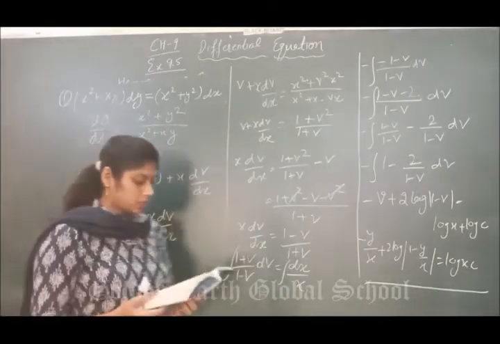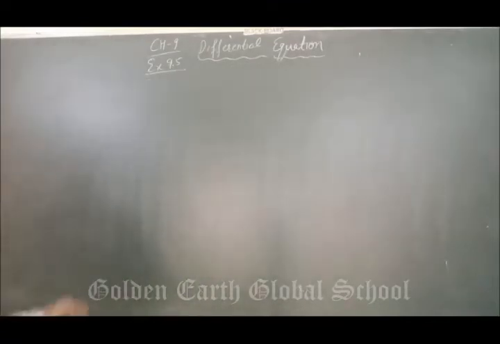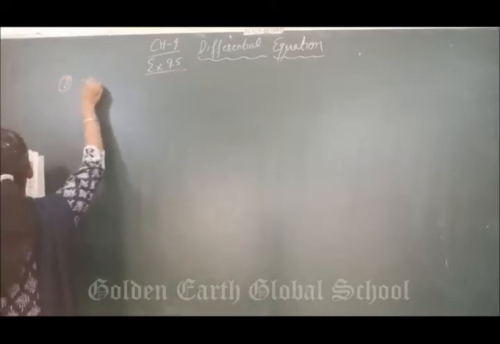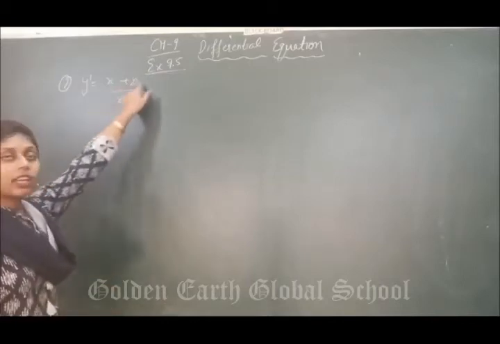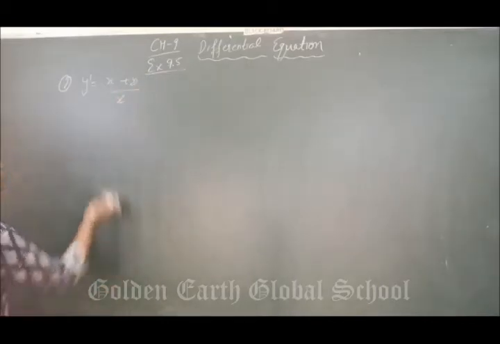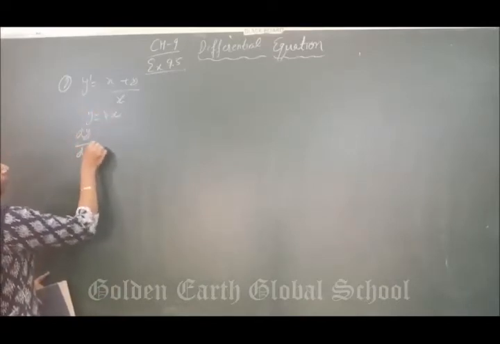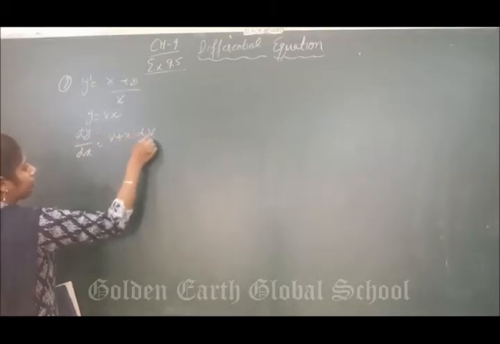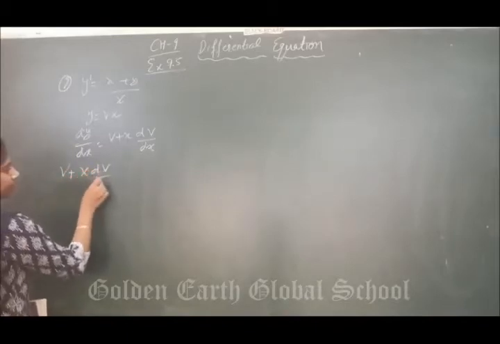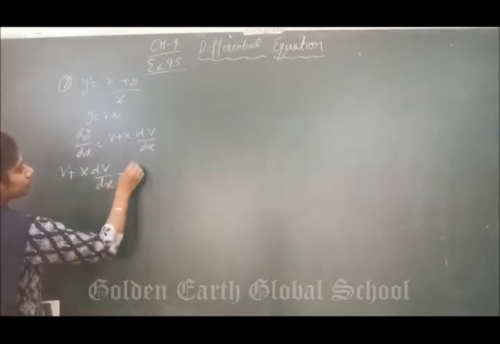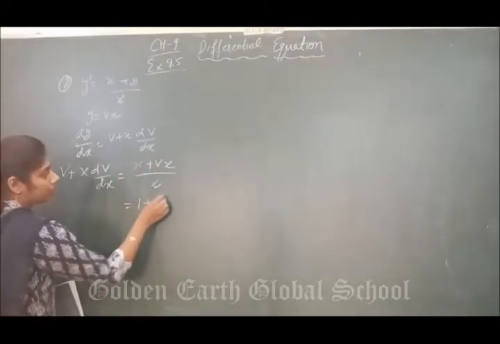Next, second question, see. y dash equals x plus y upon x. Now here it is again homogeneous. The degree of each variable is 1. Again we will use y equals vx. So dy by dx will become v plus x into dv by dx. Now replace the equation with variable v: x plus vx upon x. Take x common, it will remain only with 1 plus v.